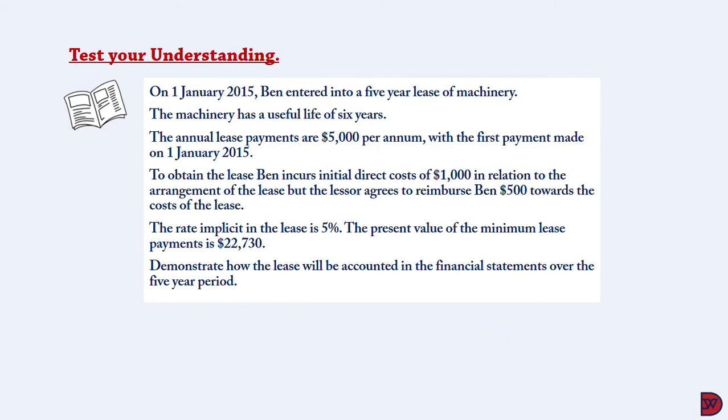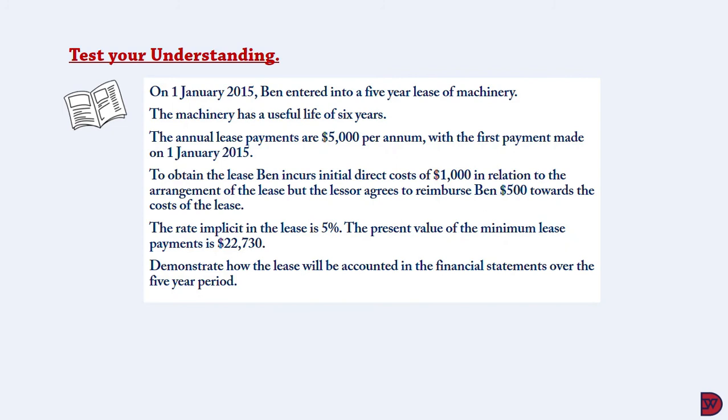Let's test our understanding. On 1st July 2015, Ben entered into a 5-year lease of a machinery. The machinery has a useful life of 6 years. The annual lease payments are $5,000 per annum, where the first payment made on 1st January 2015 means it was made in advance, not in arrears. Now, to obtain the lease, Ben incurs initial cost of $1,000 in relation to the agreement of the lease, but the lessor agrees to reimburse Ben $500 towards the cost of the lease. The rate implicit in the lease is 5%.